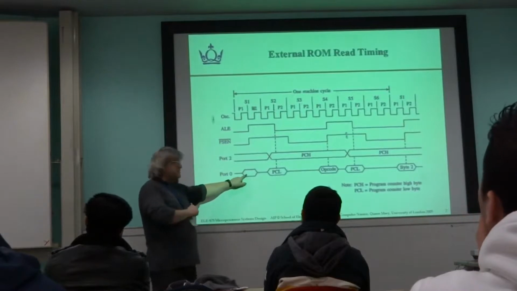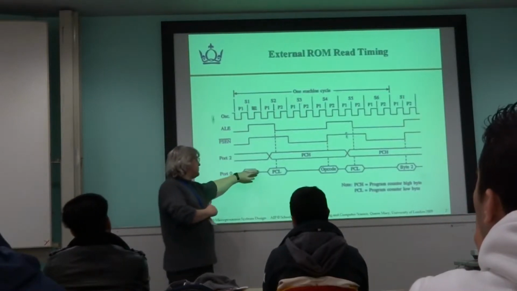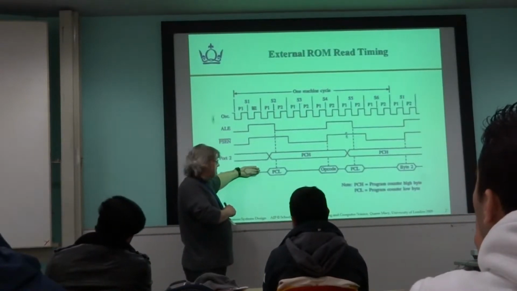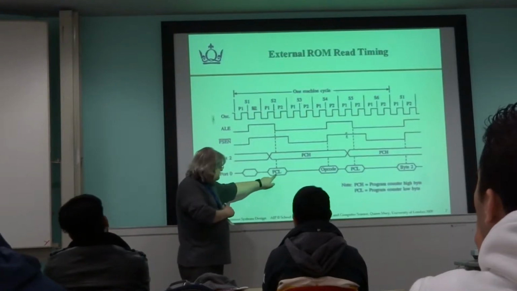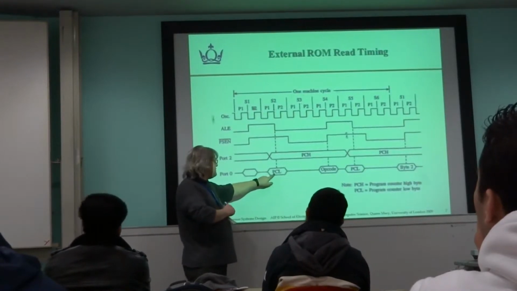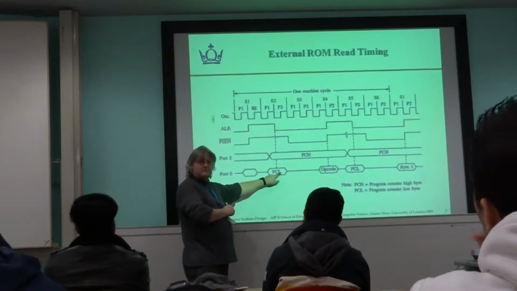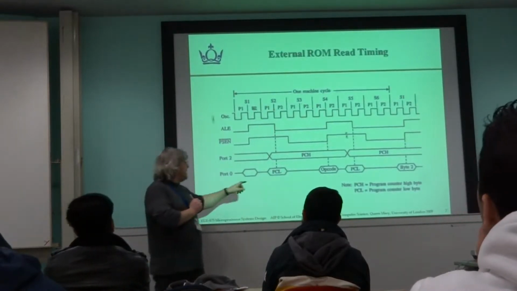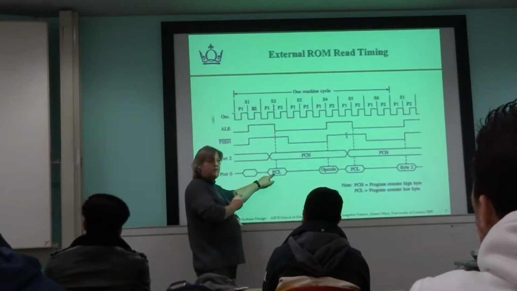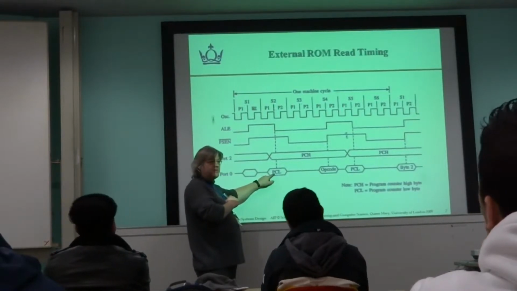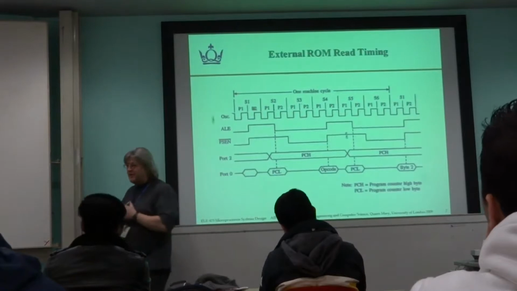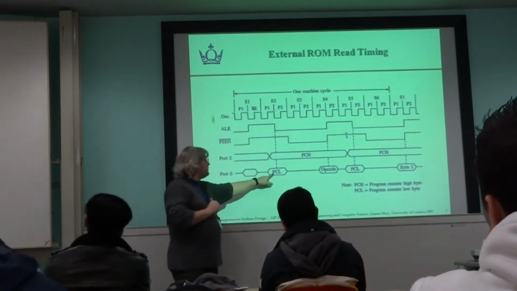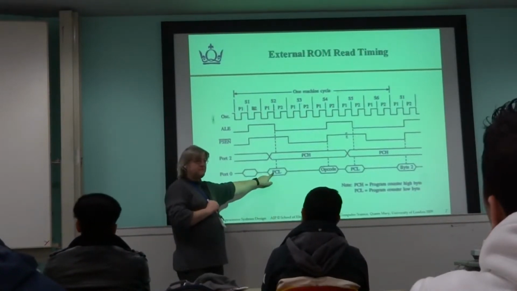So if we go through it step by step, you can see the first thing that's happening here is, when you see this, by the way, there's no writing in it, it means that we're not interested in what's happening at this point in time. Here, it says PCL. That stands for Program Counter Low. So at that point in time, the microcontroller will put onto port 0 the contents of the program counter. But the program counter is 16 bits wide, remember? So the low 8 bits of the program counter gets stuck out onto port 0.